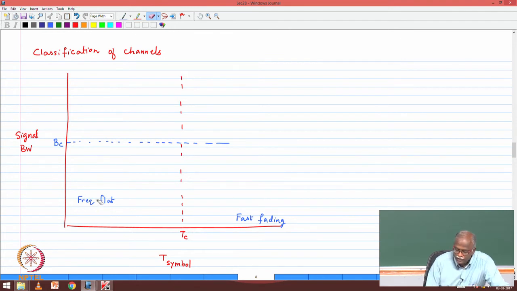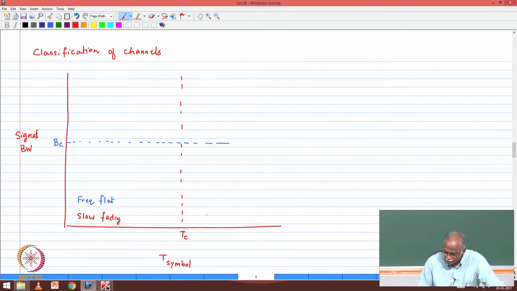Okay, so this is slow fading versus fast fading. Okay, slow fading versus fast fading. Frequency flat, the minute my signal crosses coherence bandwidth, it is going to see frequency selective. So it's going to be frequency selective on this side.